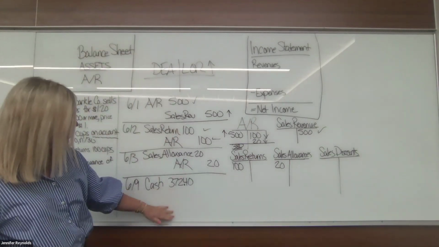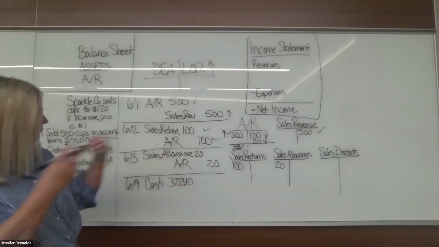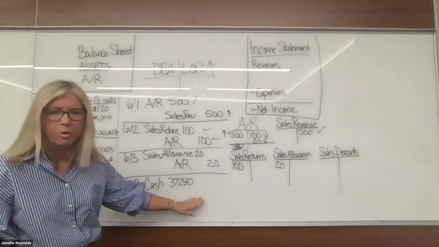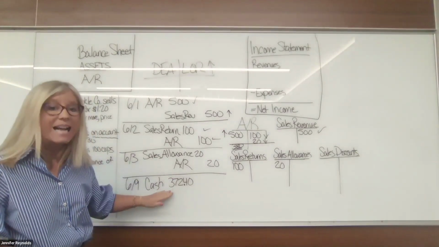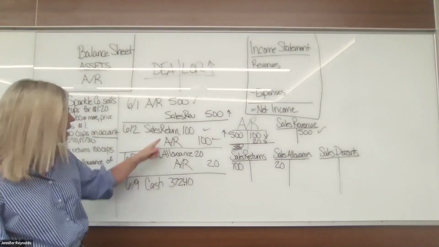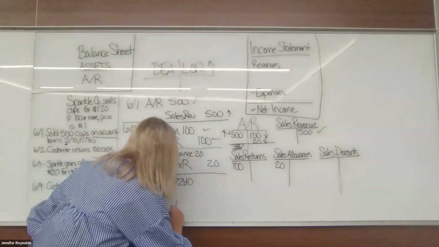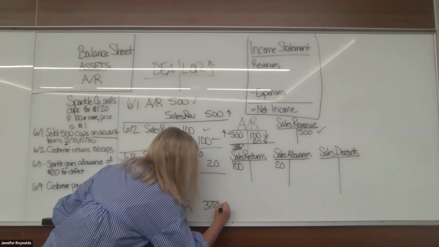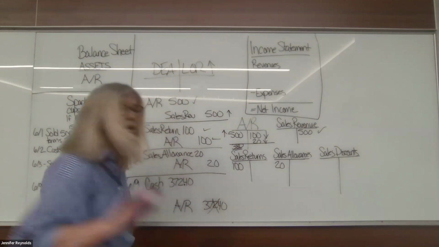Here's what can be the tricky part for some students. You go, okay, what's the rest of this transaction? Why, if I'm Sparkle, did I just get this cash? I didn't sell anything new, so I'm not going to record more sales revenue. I got this cash because the customer was paying off their AR balance. You go, oh, okay, cool.